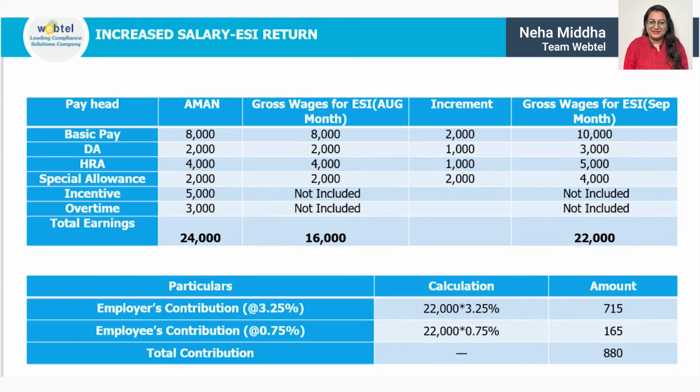So as you can see on the screen, 22,000 value is going to be used for the calculation of ESIC contributions for both employee and the employer. Now, how you are going to calculate these details onto the software? So let me show you how.